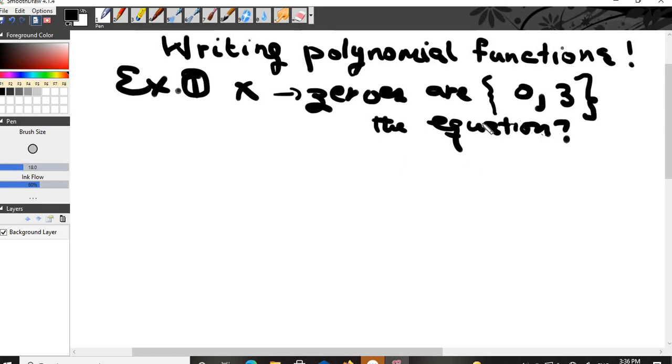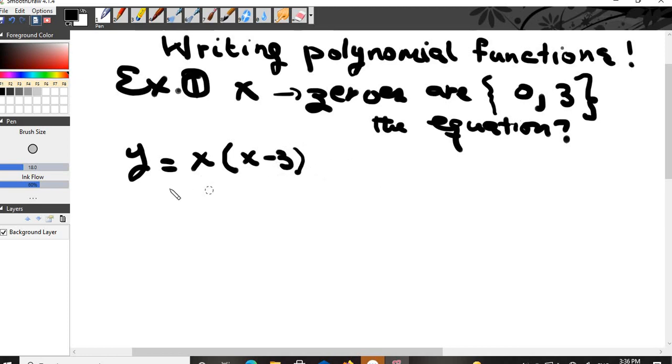So as we know, when x is 0, there is a coefficient of x that's 0. So we're going to write it like this: y equals x, because this x is 0, multiplied by x minus 3. So this is the equation.